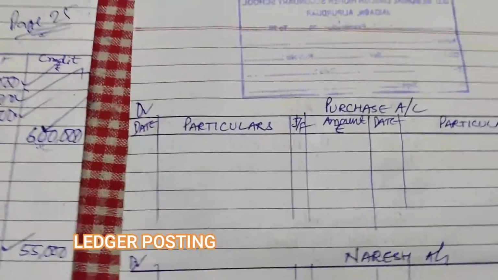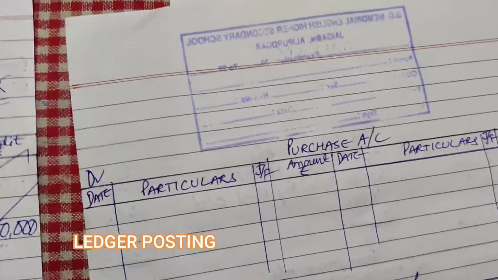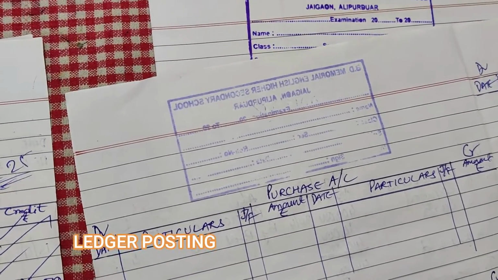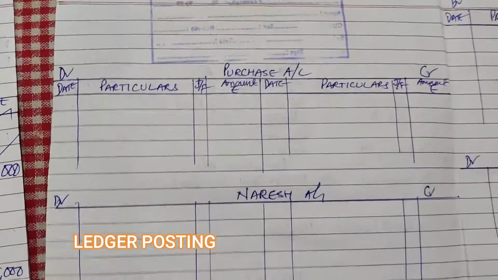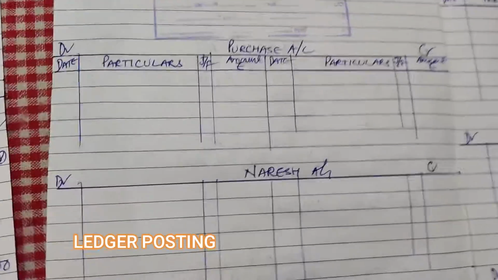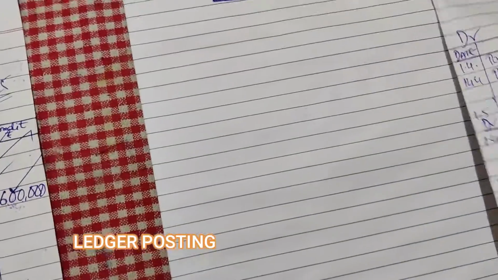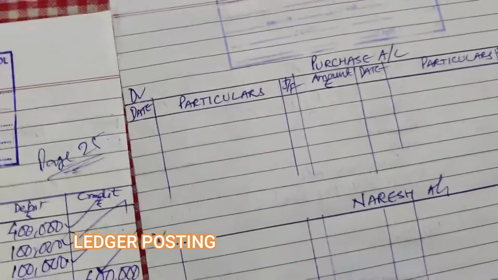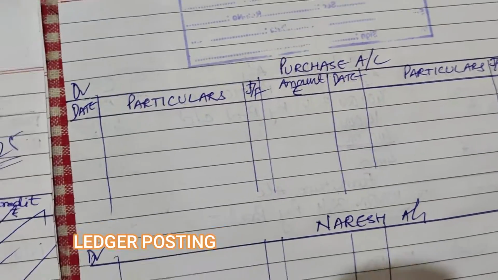Now we have to make the purchase account. Purchase account is a very small account. How many purchases are there? The purchase account comes after the capital account. Okay, purchase account here. How many purchases are there?